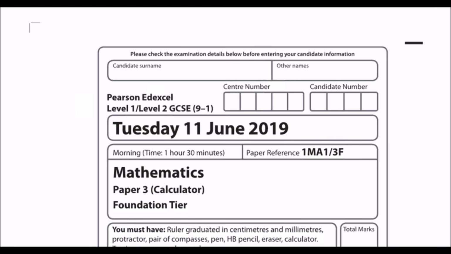This is the Edexcel June 2019 Foundation Tier, Paper 3, and that's a calculator paper. Question 1 says write 478 to the nearest hundred.